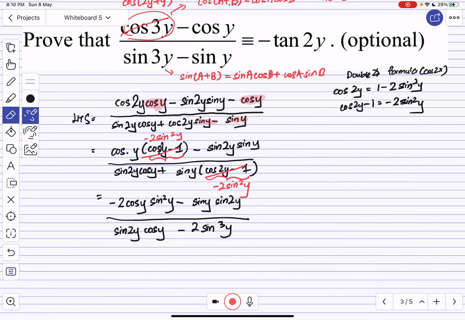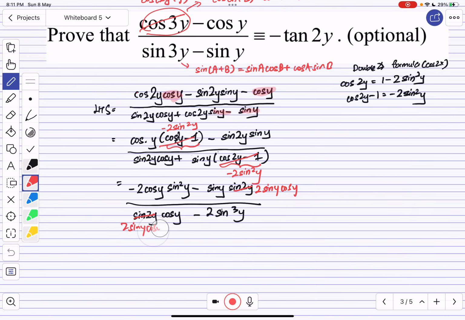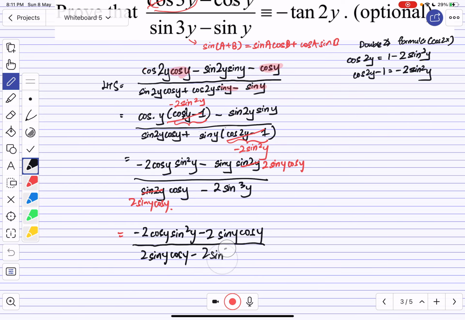Now with that, what I do next is I see that this sine 2y can be converted. I'm going to convert my sine 2y using the double angle formula for sine as 2 sine y cos y, and this also as 2 sine y cos y. I now end up with my numerator to be negative 2 cosine y sine square y minus 2 sine y cos y, over 2 sine y cos y minus 2 sine cube y.